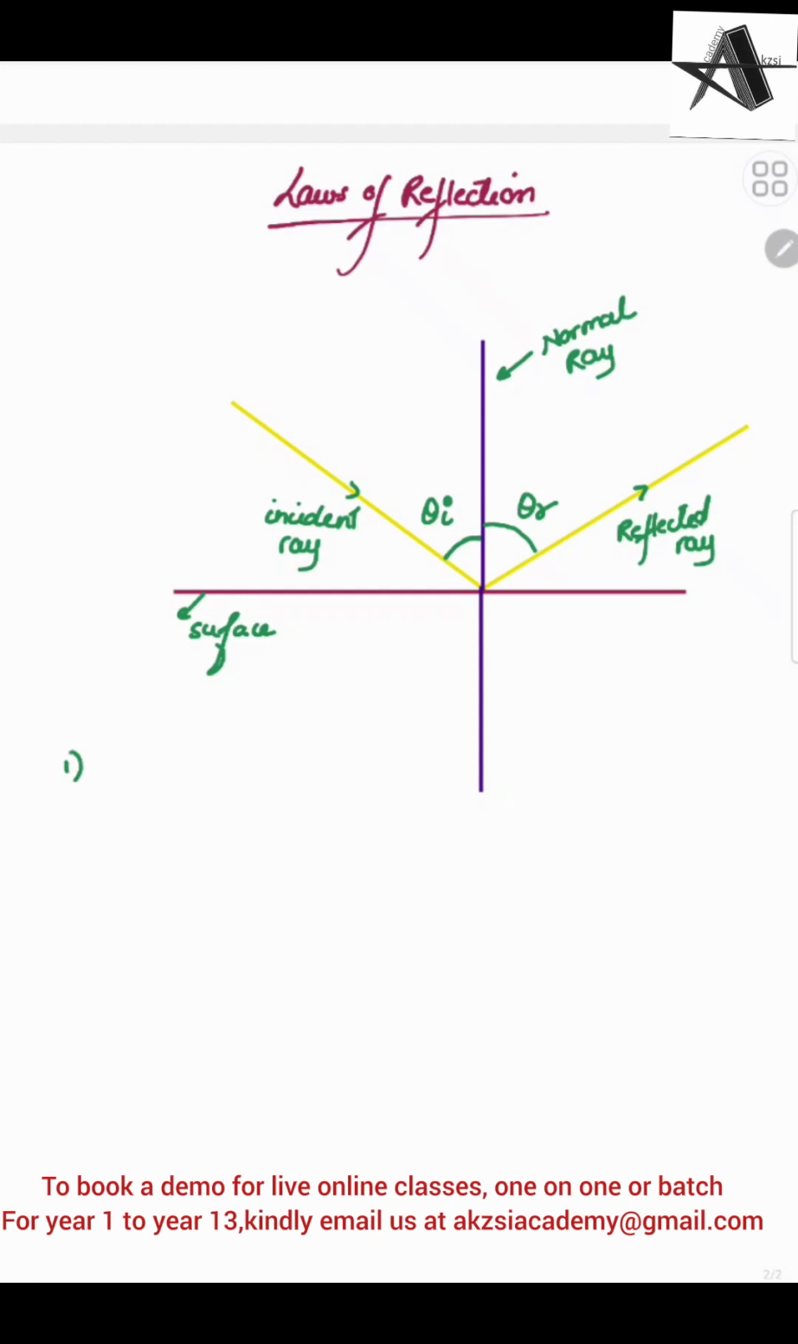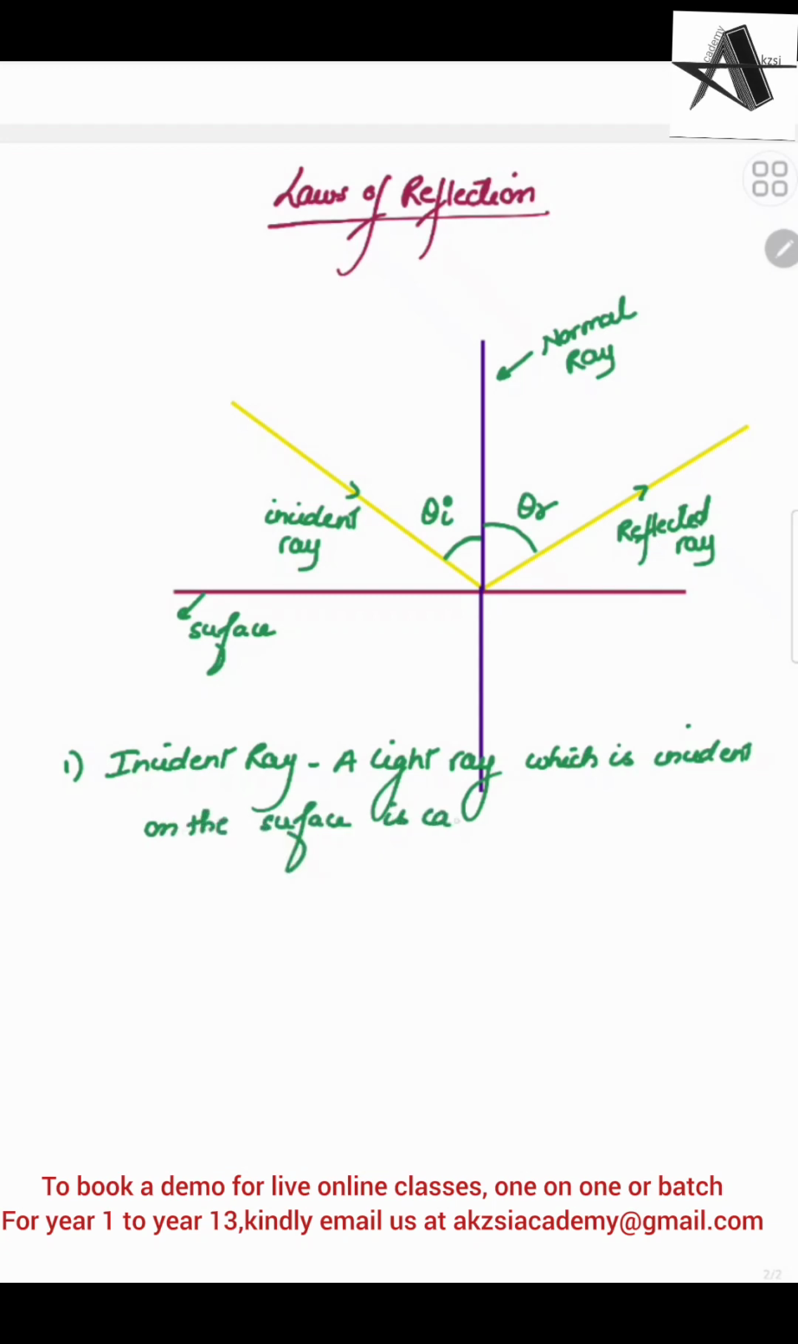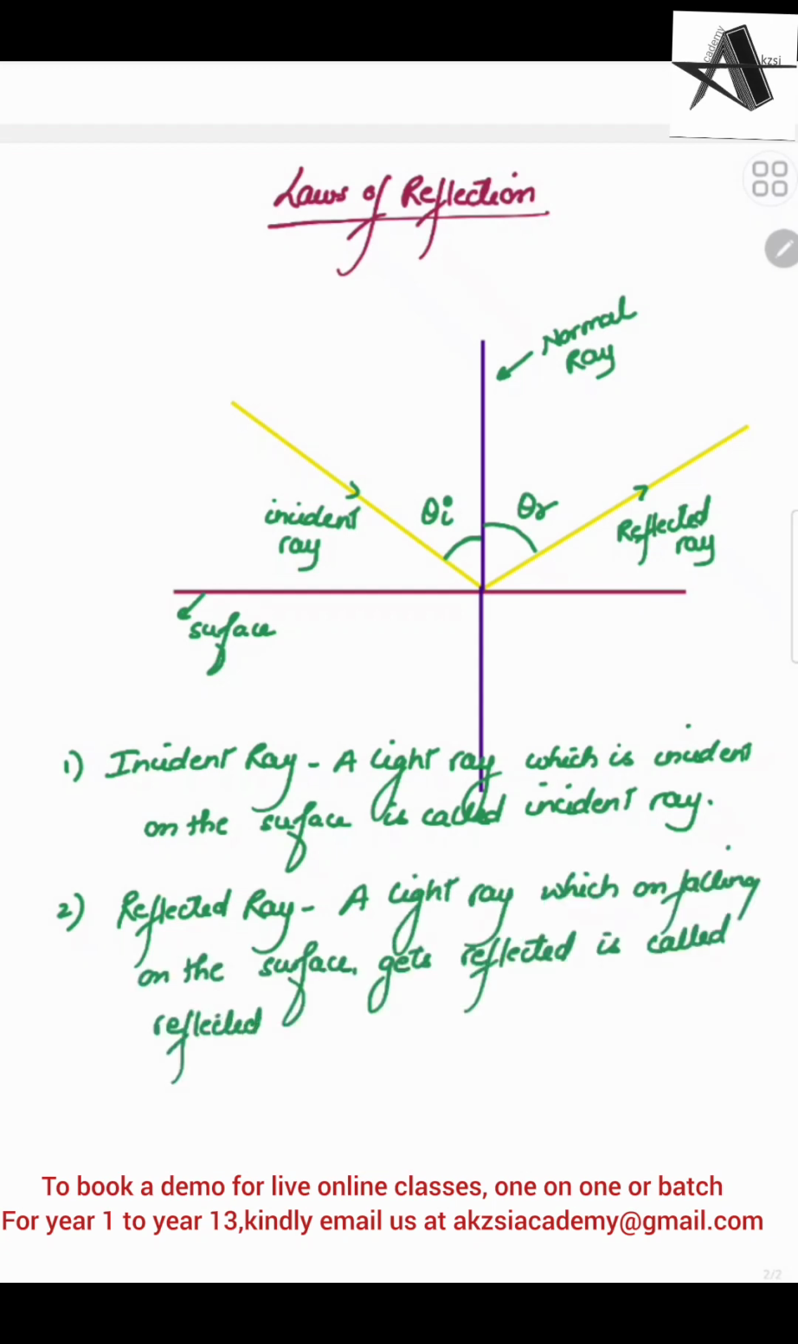Our first term is the incident ray. A light ray, or a ray of any wave. Because here we are studying light specifically, let me say a light ray which is incident on the surface is called the incident ray. Second is the reflected ray, a light ray that bounces back. Third is the normal, and it's an imaginary line that is perpendicular to the surface.